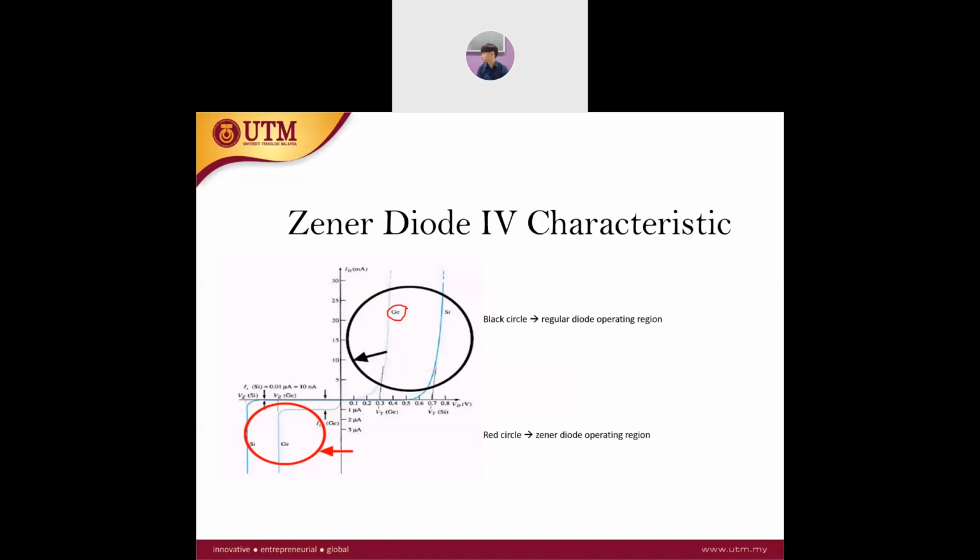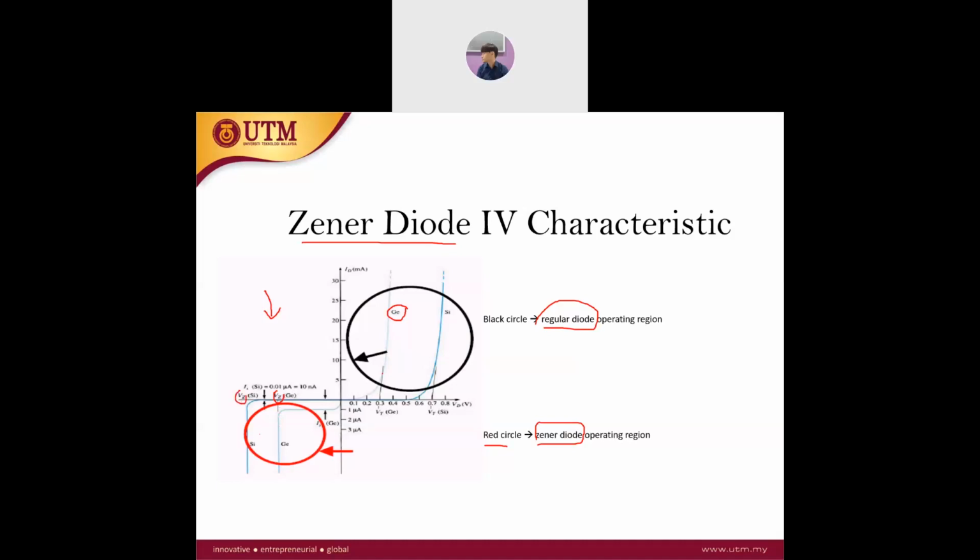However, because the Zener diode is designed to operate in breakdown regions, we are more interested in the reverse bias of the Zener diode, because its nature is intended for breakdown. The red circle is the Zener diode operating region. In the normal region, we call it like a regular diode. For the germanium, this is your VZ, the Zener voltage, and this one is VZ for your silicon.